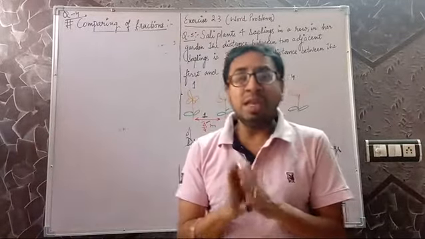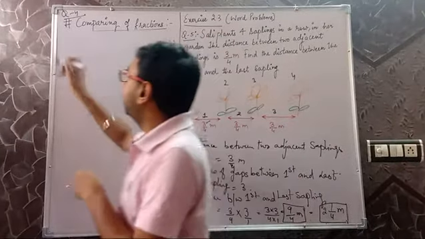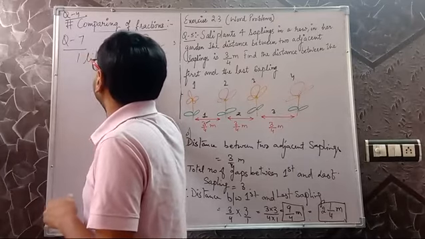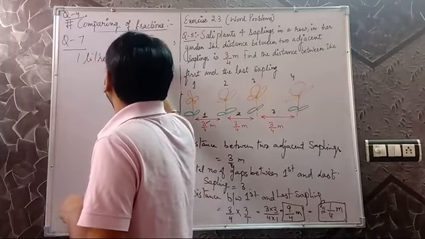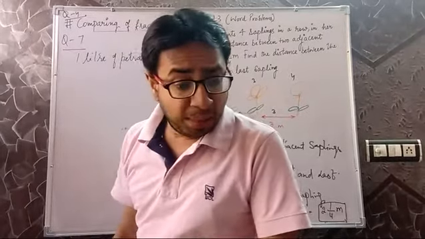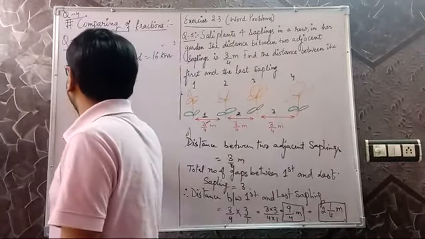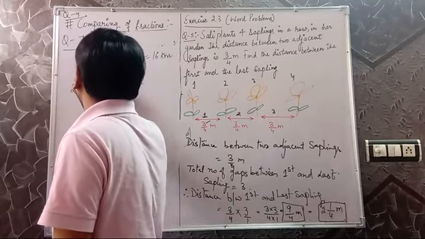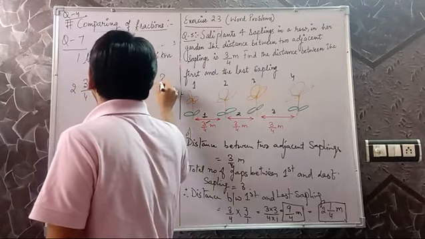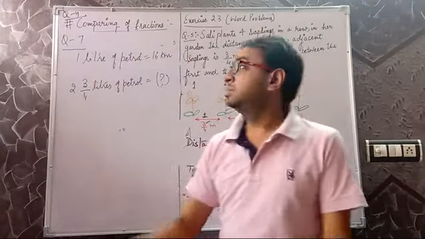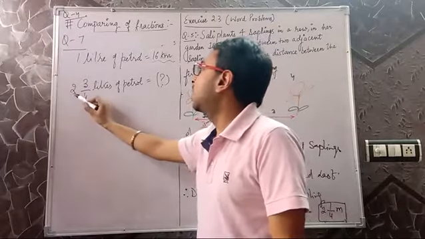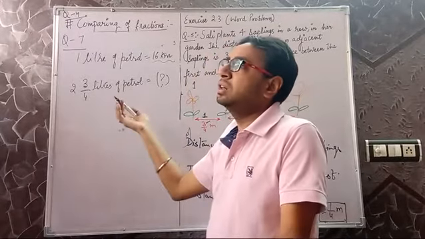Are we clear about this? So in question number 7, what is given is that with 1 liter of petrol the car covers 16 kilometers. Now the question is, with 2 3 by 4 liters of petrol, what distance will it cover? Very easy. In 1 liter, 16 kilometers. So in 2 3 by 4 liters, what distance will it cover?